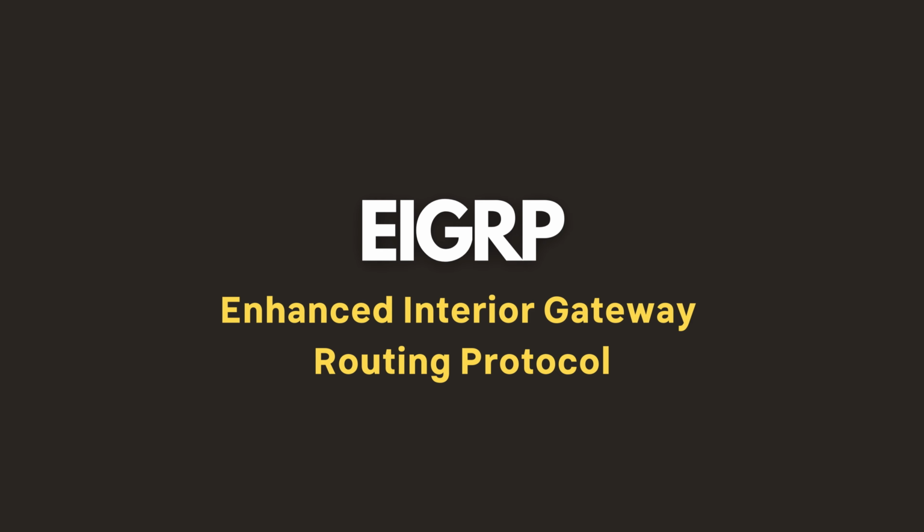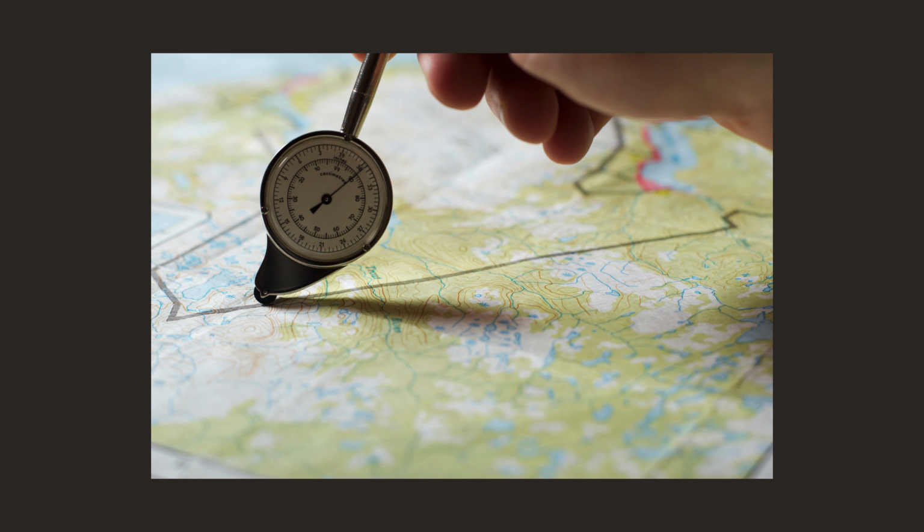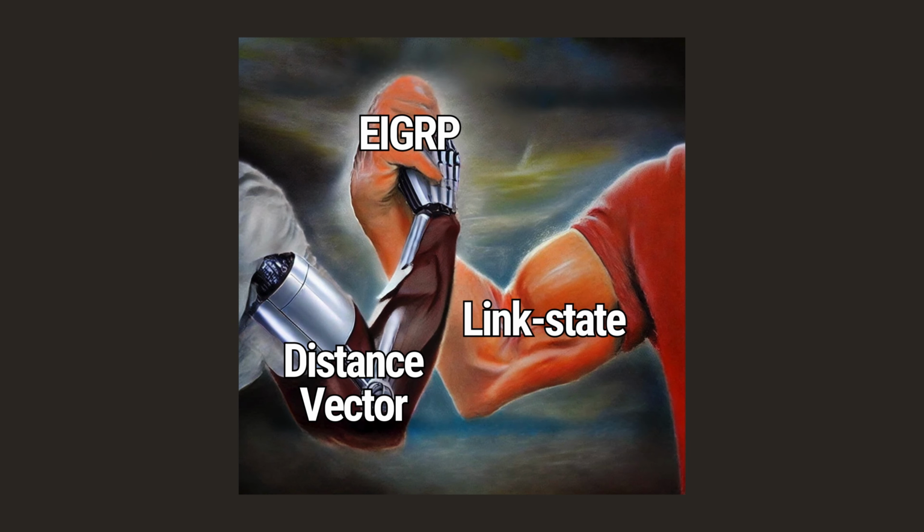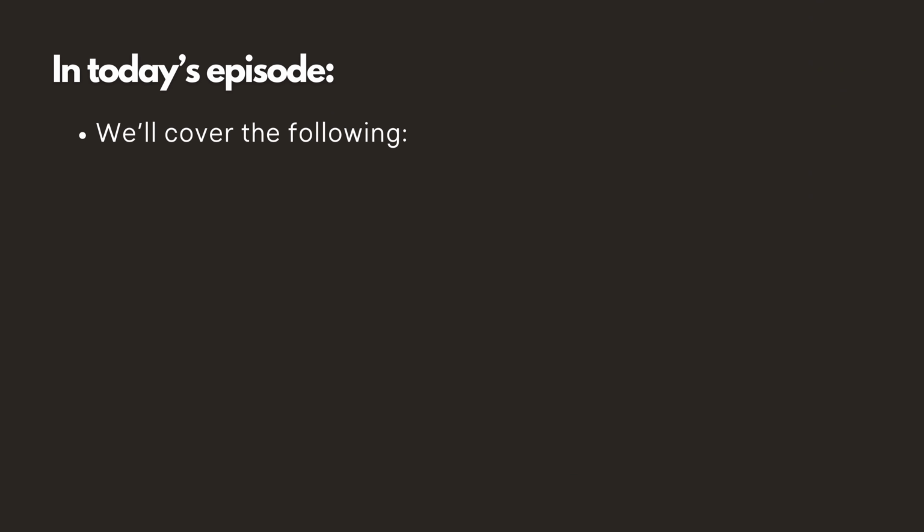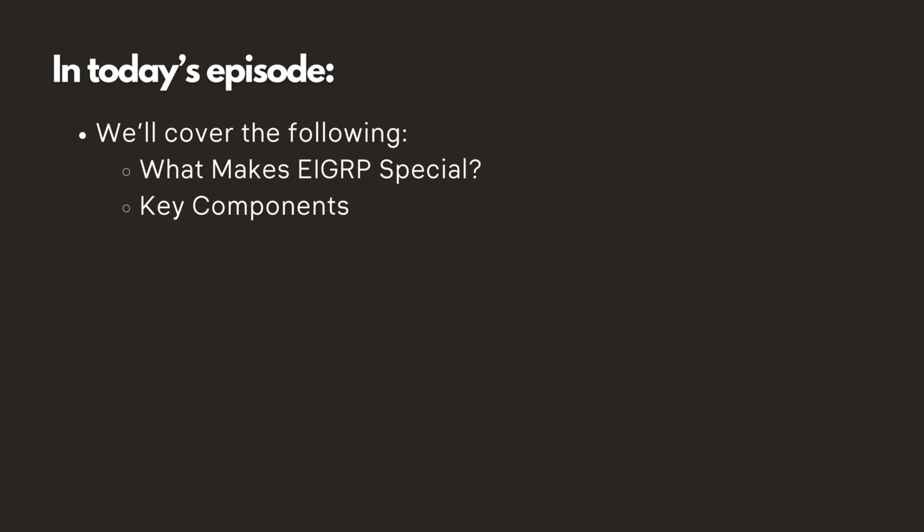EIGRP is Cisco's proprietary Advanced Distance Vector Protocol, often called a hybrid protocol because it combines the best features of distance vector and link state protocols. By the end of this video, you will understand what makes EIGRP special, its key components, algorithm, metrics, and packet types. Now let's dive in.